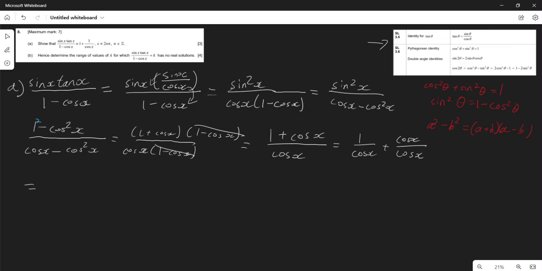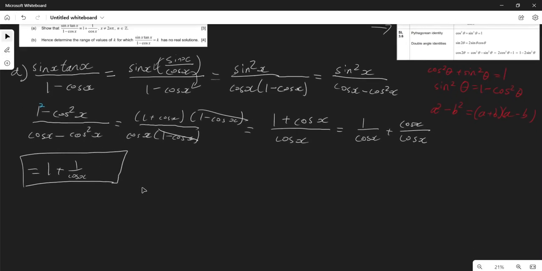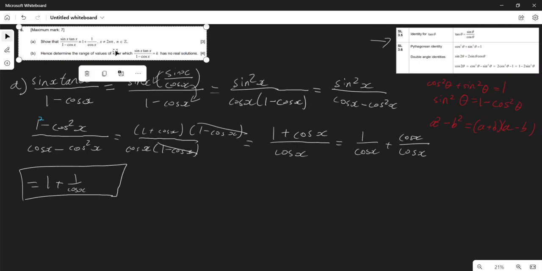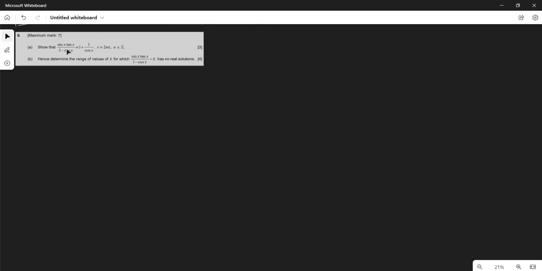And so we get our final answer in this box here, which is 1 plus 1 over cosine of x, which is what the question asked us to show in the beginning. And so, we got to that stage. We're happy with what we did for part A. Now, let's move on to part B. We don't really need to look at our work from part A, since we already have to show that. We already have what we need.